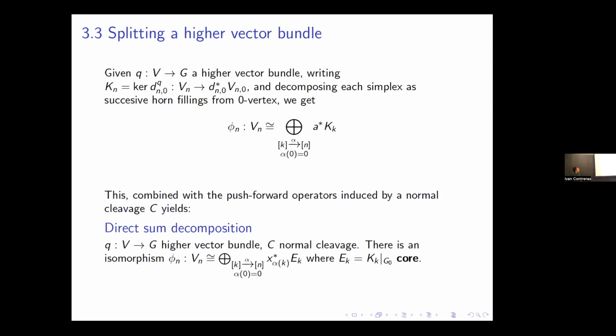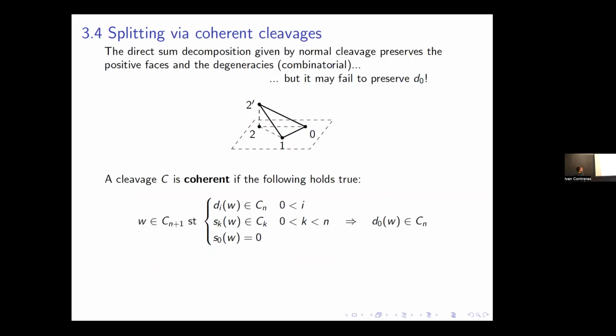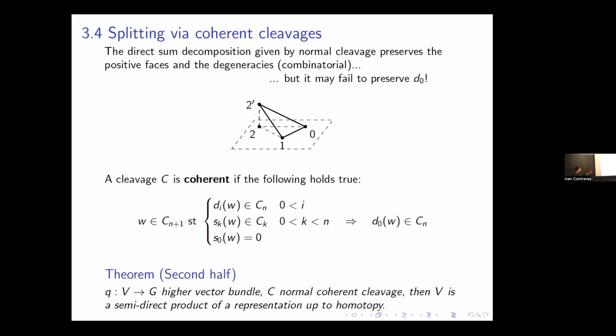And for the other half, what we do is using the push forward to decompose any vector bundle using a cleavage as a direct sum. The problem is that the faces and degeneracies are not preserved in general. You need to add a condition for the cleavage. This coherence condition is a relation between the several cleavages at several degrees, and this is our theorem.